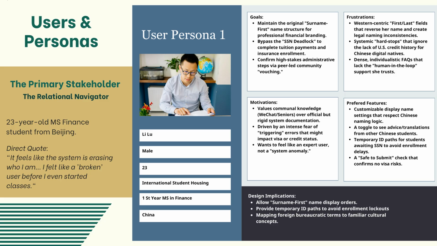And the second one, the frustrations. His biggest frustration isn't just a bad UI, it's a data deadlock. For example, the SSN issue: the system is hard-coded to require an SSN for payroll onboarding. Since he is outside the US, he physically cannot have one yet. The system doesn't offer a substitute ID or default option.